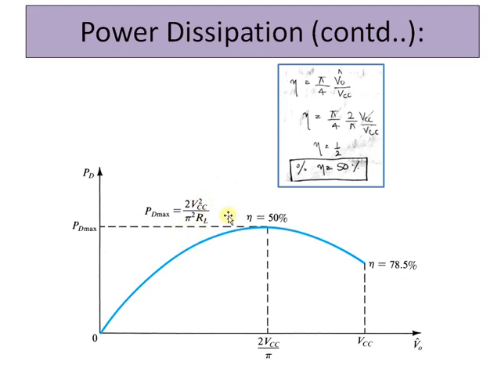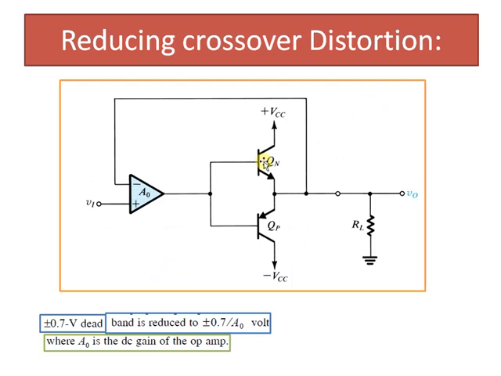Now, as we mentioned, it is possible to reduce the crossover distortion, and to reduce the crossover distortion of the class B stage, what we do is we employ a high gain op-amp and overall negative feedback, which is shown in the figure. So this particular circuit is the same as that of the complementary push-pull amplifier. What we have done is we have included an op-amp with a negative feedback. Negative feedback because the negative or the inverting input terminal is connected to the output stage.